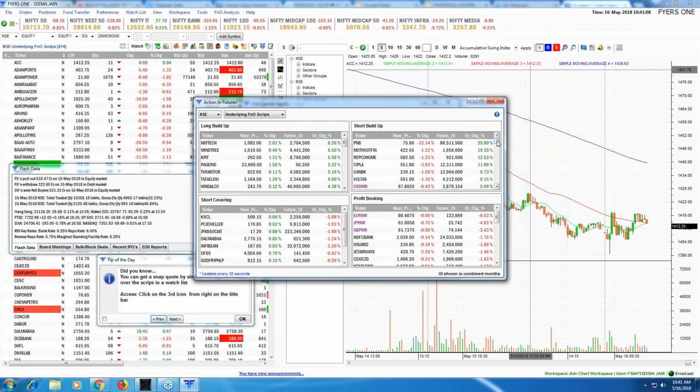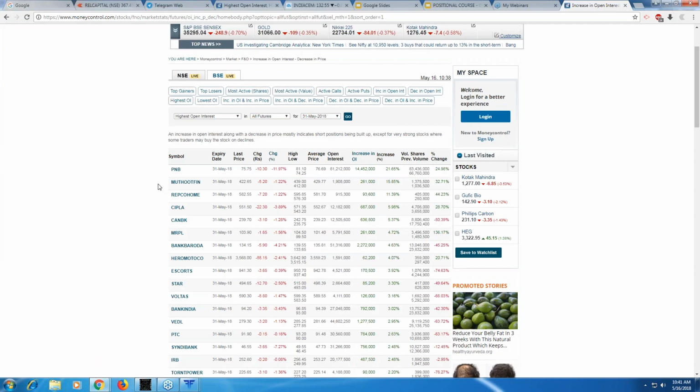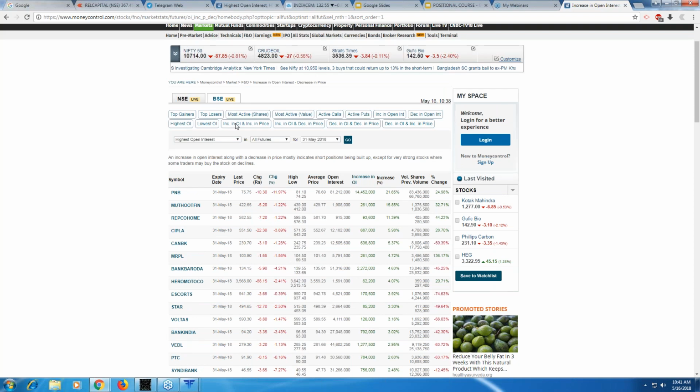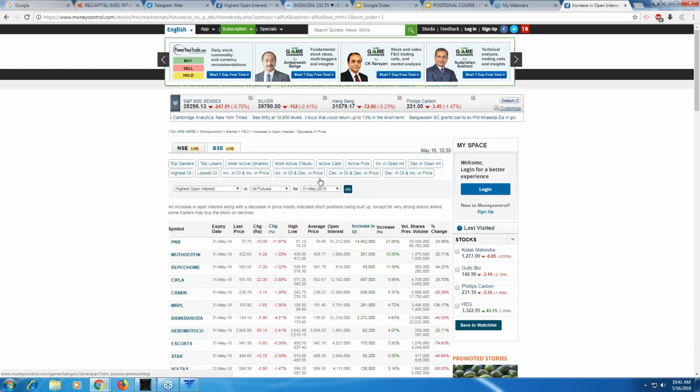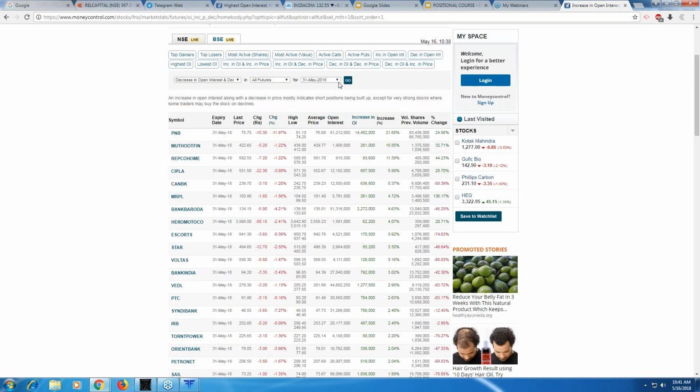So this is a free place. This is Money Control's free place. For the link, you simply need to type in the Google browser, change in open interest with change in price, and it will straight away bring you to this place. Now let's say here, decrease in open interest and decrease in price. Go.